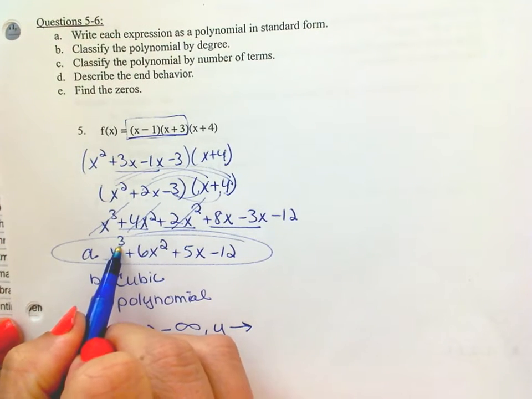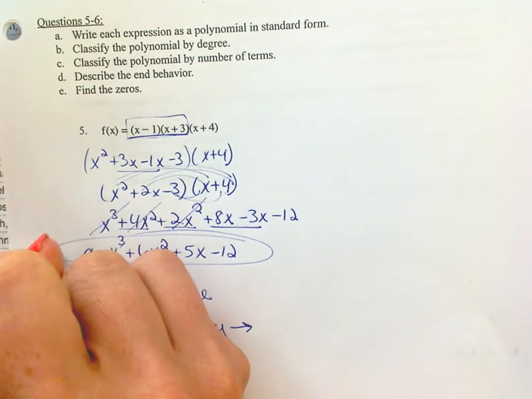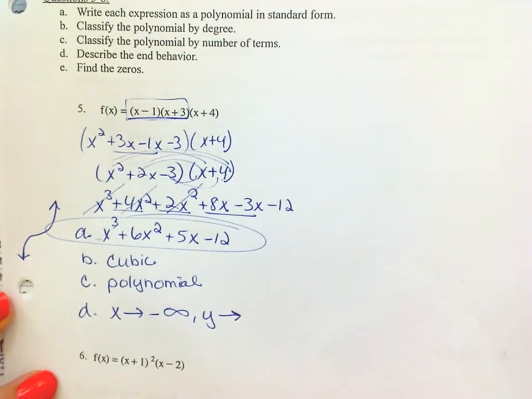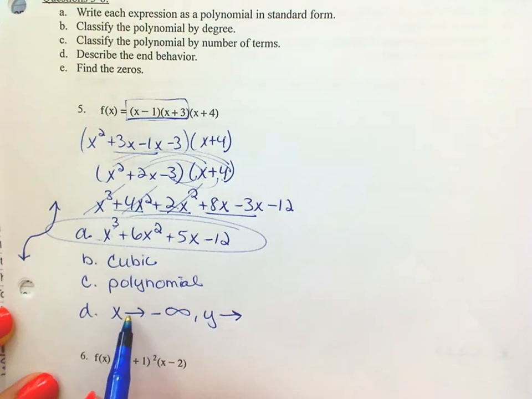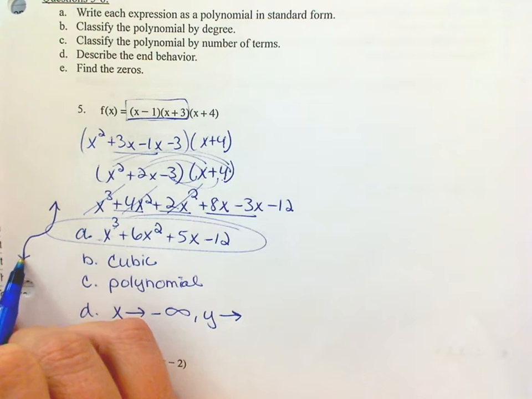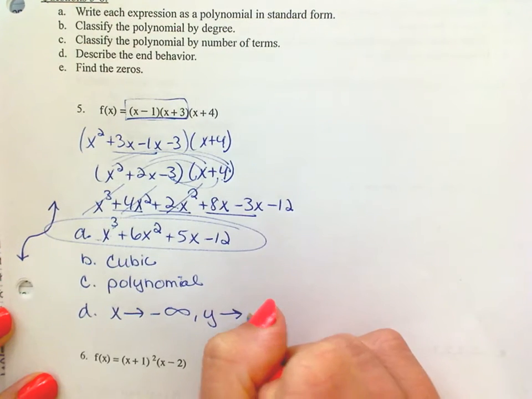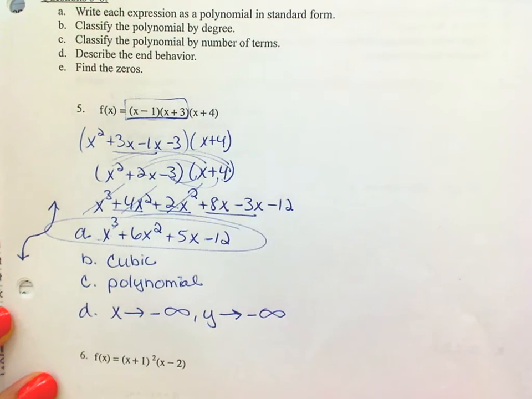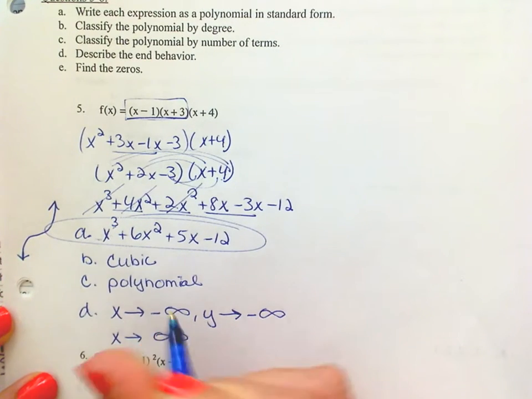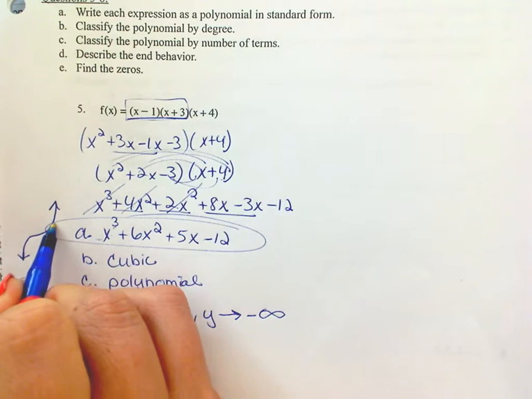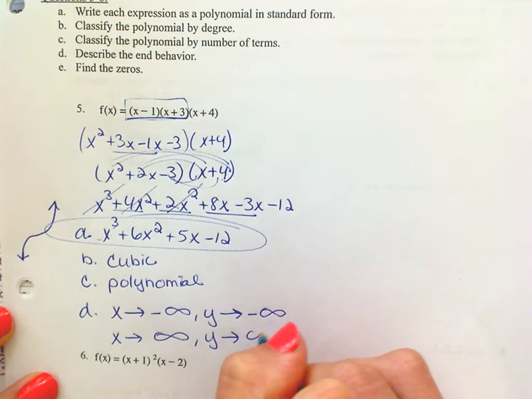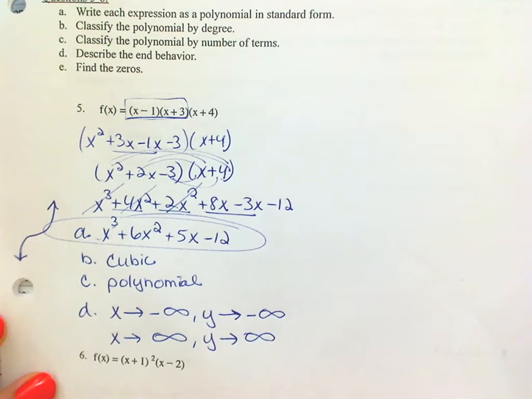So if you just think about how a regular snake looks, it looks something like that. So as you're going on the x's to negative infinity, meaning you're going to the left, it's going down. So we could say y is also going to negative infinity. But as x goes to positive infinity, meaning to the right, it's going up and to the right. So y is also going to positive infinity.